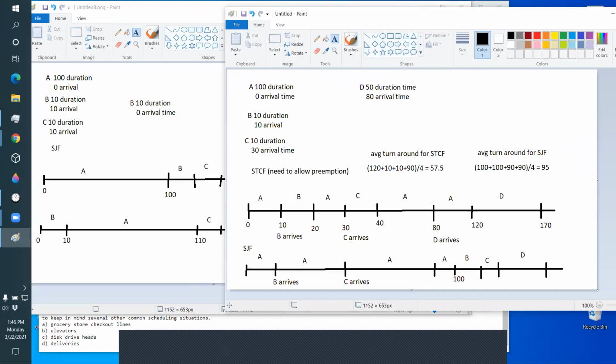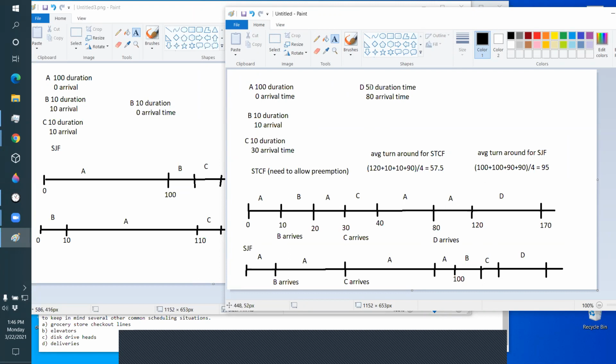So that came up over here with time when D arrived here, D's a shorter job than A. D's a 50-second job and A is a 100. But at that point, A doesn't have much left to do. The shortest time to completion of A was less than the shortest time to completion of D.